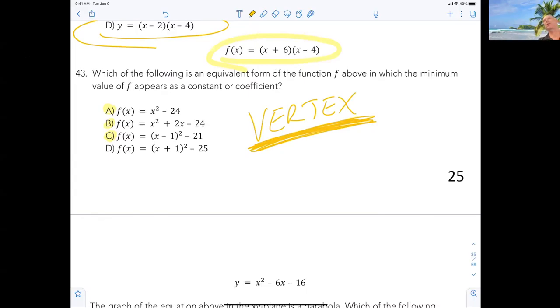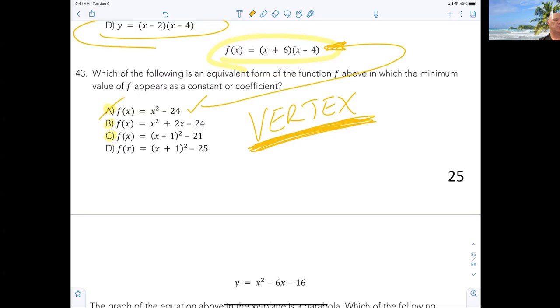So it must be written in what type of form? It must be written in vertex form. That's the only way to get the vertex as a constant, all right? Now, A, I was confused because 0, negative 24 is the vertex, right? That's vertex form. Do I agree? But the problem is that the same as this? It's not the same. That's what threw me off for just a second. So A is not the answer.